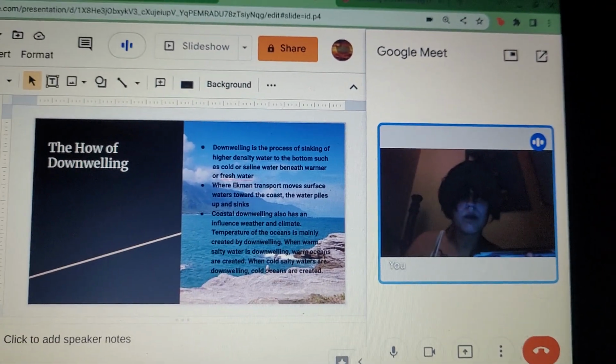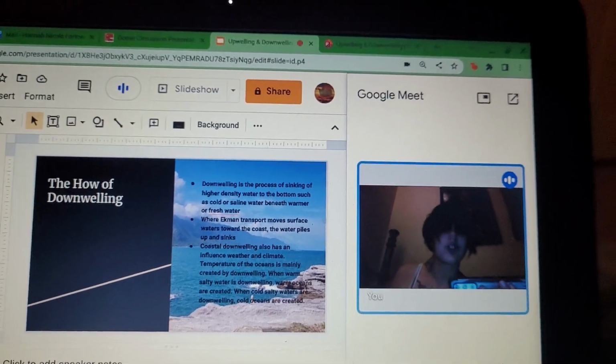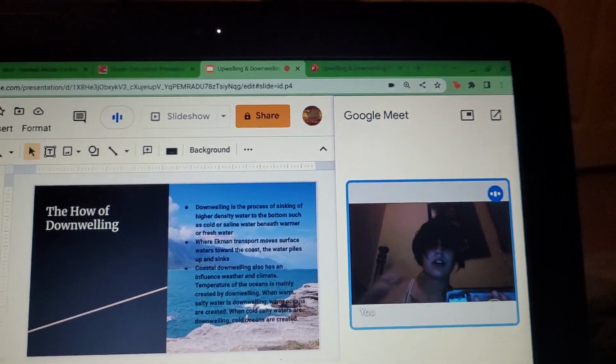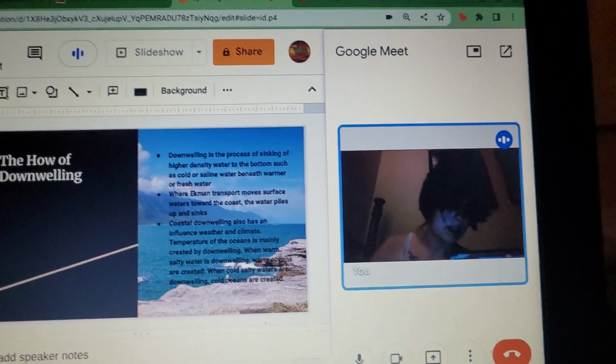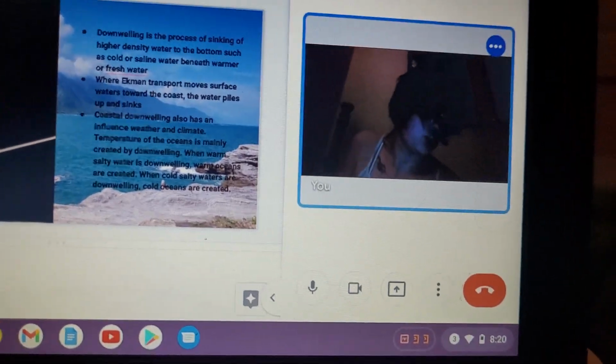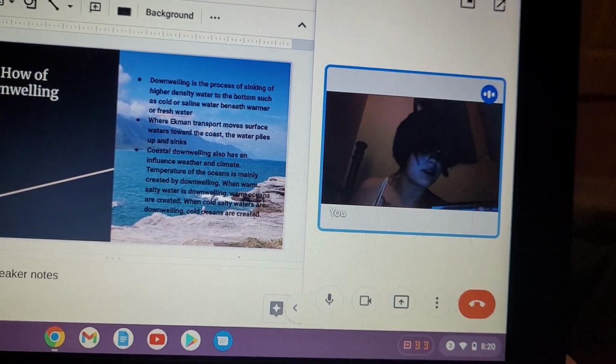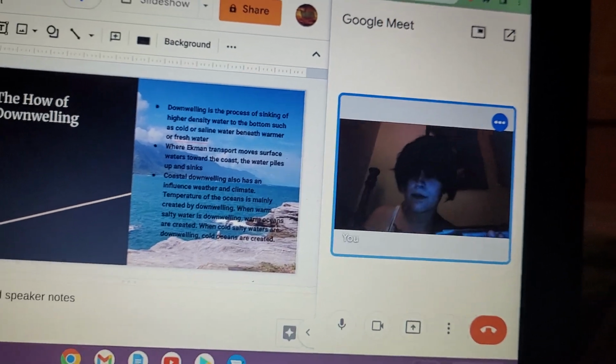So yeah, when warm salty water is downwelling, warm oceans are created. When cold salty waters are downwelling, cold oceans are created. So they're a big part of just how oceans are formed as well, because we need that back and forth.